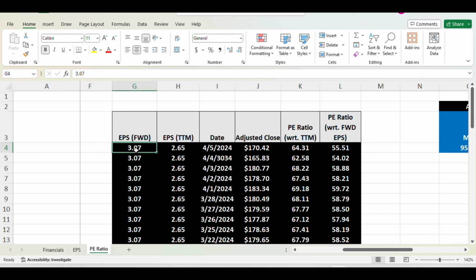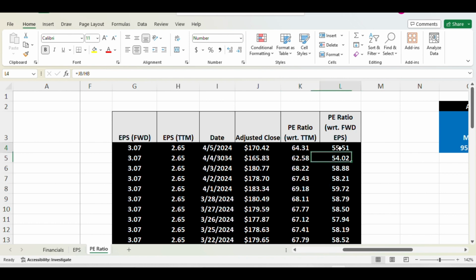The forward EPS is basically this quarter actual plus next 3 quarters earnings projection. EPS trailing 12 months is this quarter earnings actual plus last 3 quarters earning actual. And using those EPS, I'm trying to calculate the PE ratio trailing 12 months and the PE ratio forward. You see the formula?